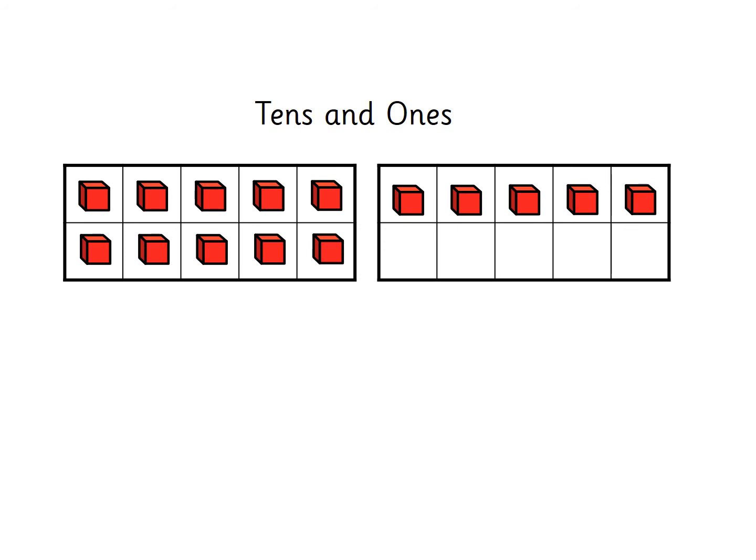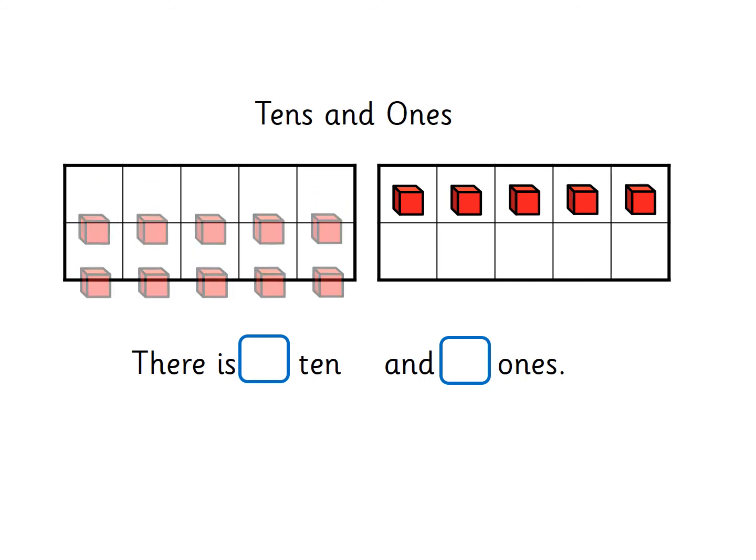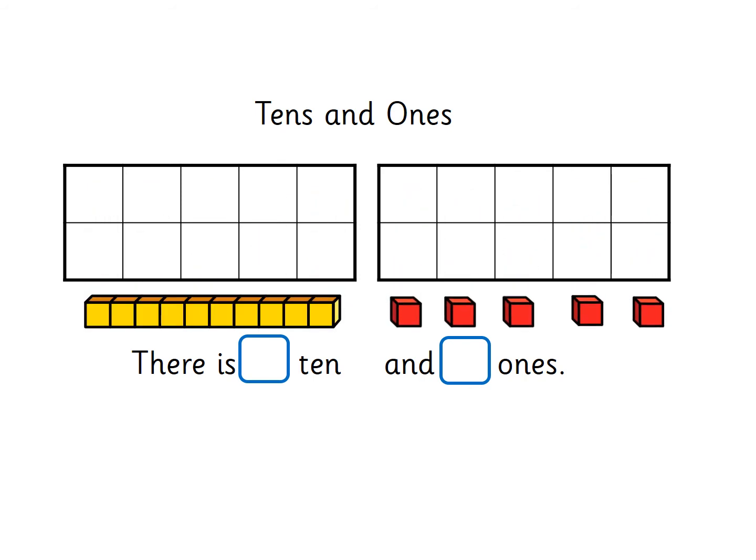So let's go again. We've got blocks in our tens frame this time. So how many tens have we got? How many lots of 10? How many tens frames have we got there? That is full. Super, we had one tens frame that is full. And how many blocks did we have on the other side? Count the red blocks for me. 1, 2, 3, 4, 5.